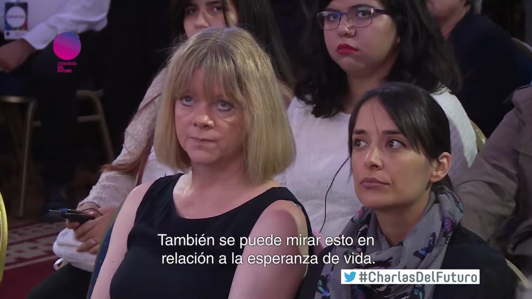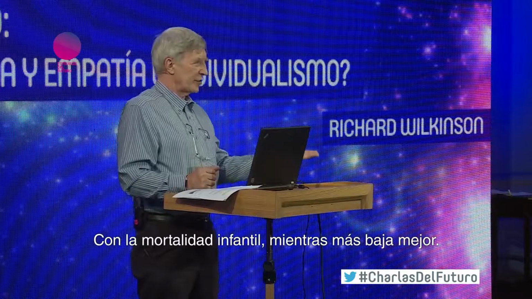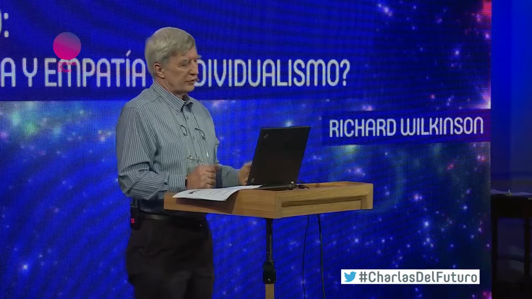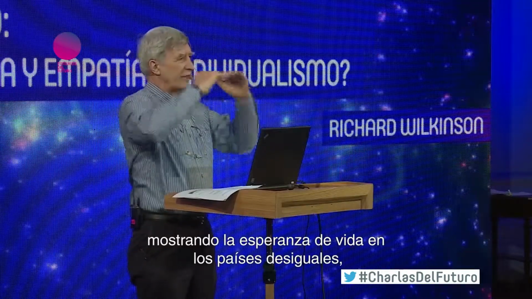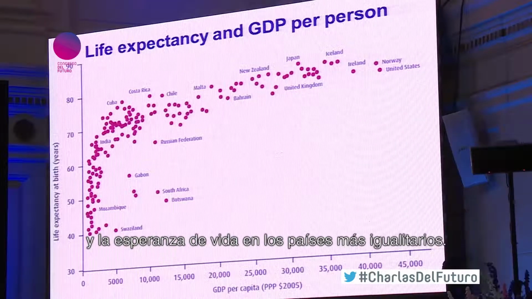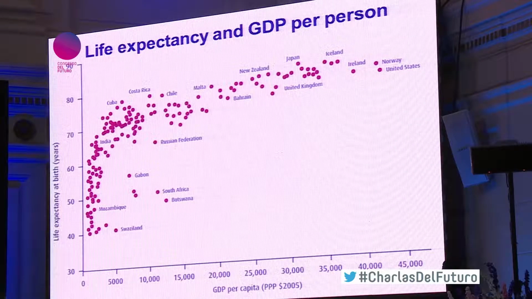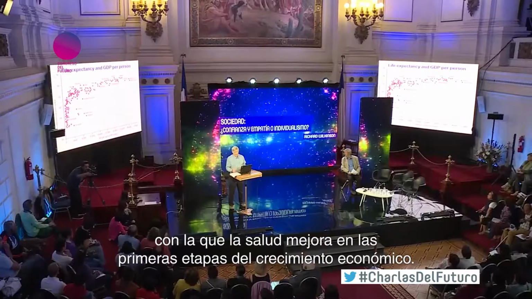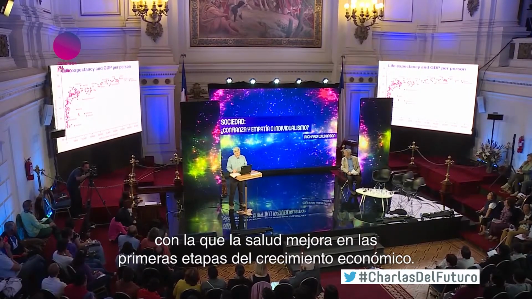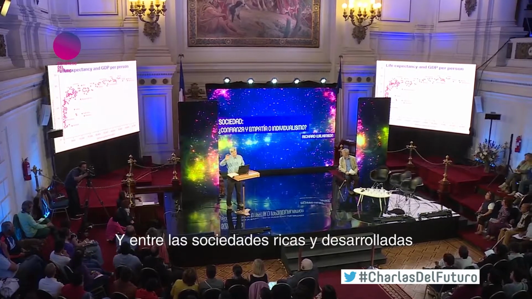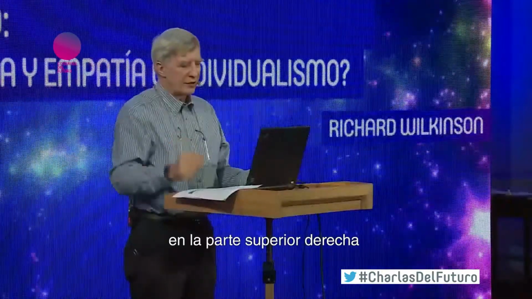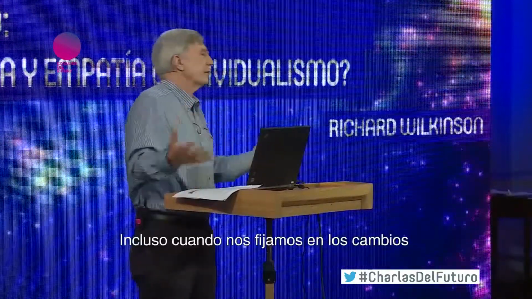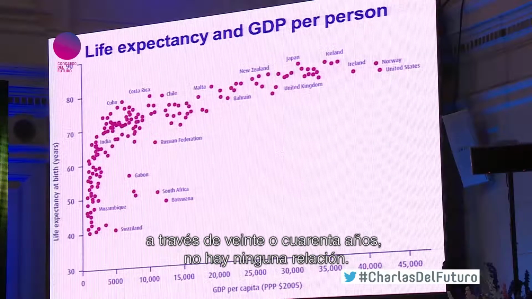You could also look at it in relation to life expectancy. With infant mortality, the lower the better. With life expectancy, the higher the better. And so we could have three lines here showing life expectancy in unequal countries and in the most equal countries. But I'm showing you this because it makes it very clear how rapidly health improves in the early stages of economic growth. And then it flattens out. And amongst the rich, developed societies at the top right, there is no longer any relationship between economic growth and GNP per capita. Even when you look at changes over 20 or 40 years, there's no relationship.